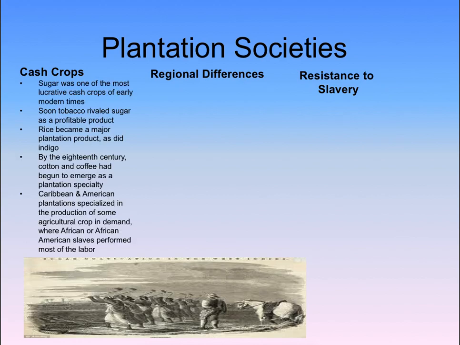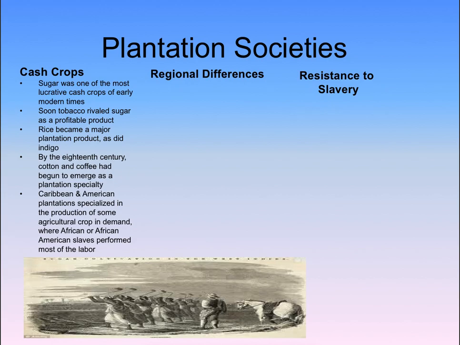They worked in the plantations that had cash crops. Remember, a cash crop is a crop that you can sell for money. So sugar was one of the most lucrative cash crops of early modern times, and then tobacco would come in second, and then rice became a major plantation product also, as well as indigo. So all these are cash crops. And by the 18th century, which is the 1700s, cotton and coffee will also begin to be on the rise in terms of cash crops.